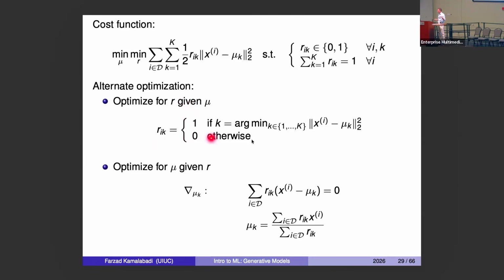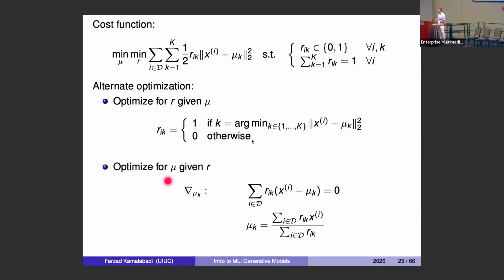So r_ik, I've written it as what it is. It is equal to 1 when this is how you choose it. You say that this is the cluster to which the data point belongs: the argument k, the cluster index number, that minimizes the difference between x and that center. So the center is fixed, and now I just optimize for which cluster it belongs to.